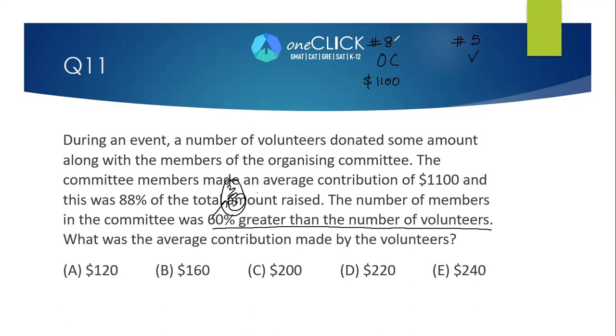So if this is 8 and this is their average, then their total contribution becomes 8800. And this contribution was 88% of the total amount. Therefore, the total amount must have been 10,000. And if the total were 10,000 and 8,800 is coming from this side, then this side must be giving the remaining 1,200. And this 1,200 is coming from 5 volunteers. So each is giving 1,200 by 5. So 240.